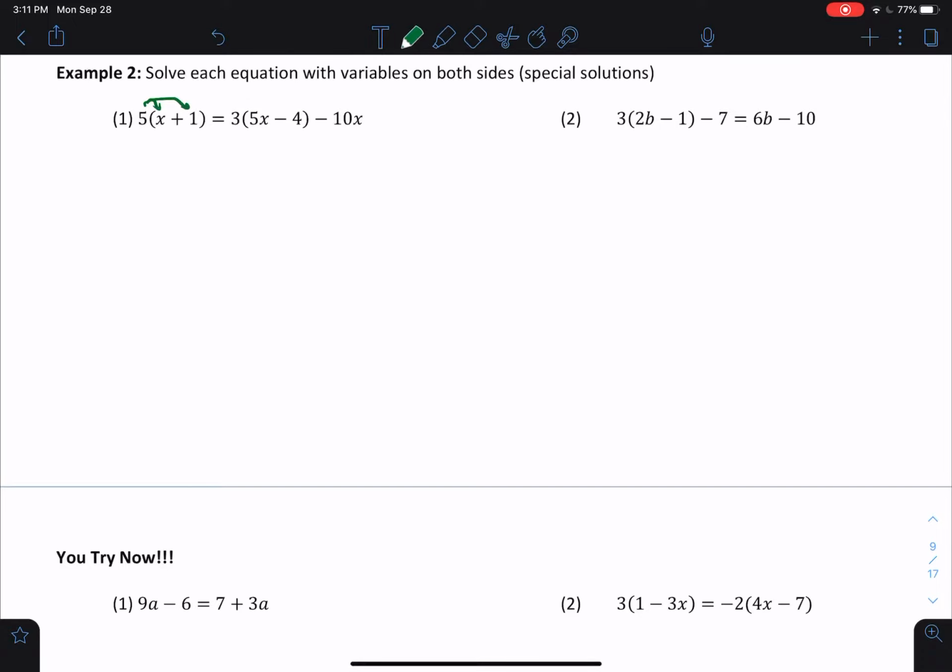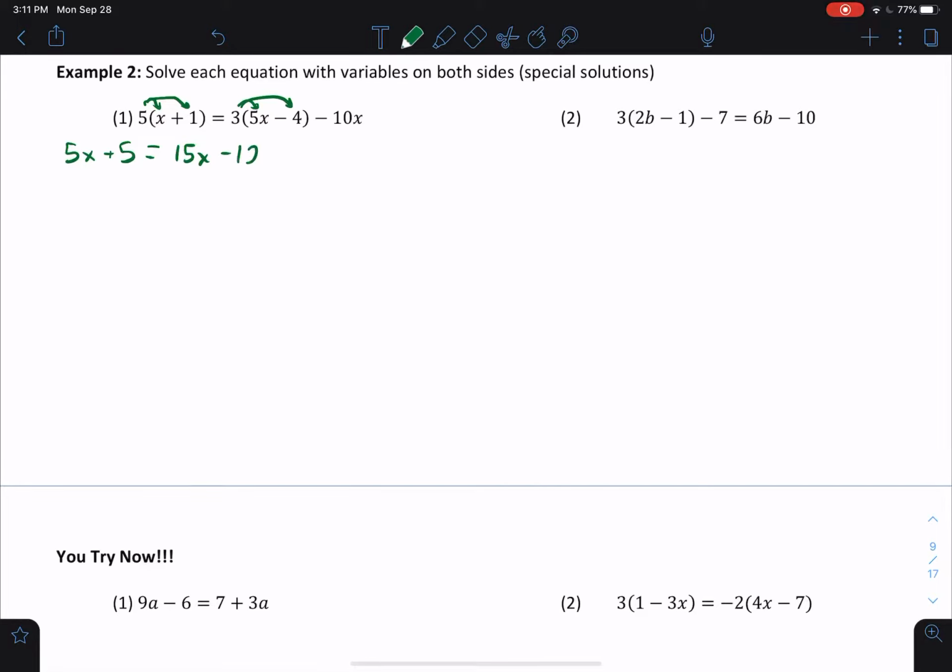So 5 times x is going to give me 5x. 5 times 1 is positive 5 equals, and then on the right-hand side, I got to distribute this 3. So 3 times 5x is 15x. 3 times negative 4 is negative 12. Minus 10x. All right, so on the left-hand side, I'm just going to leave this as 5x plus 5 for right now.